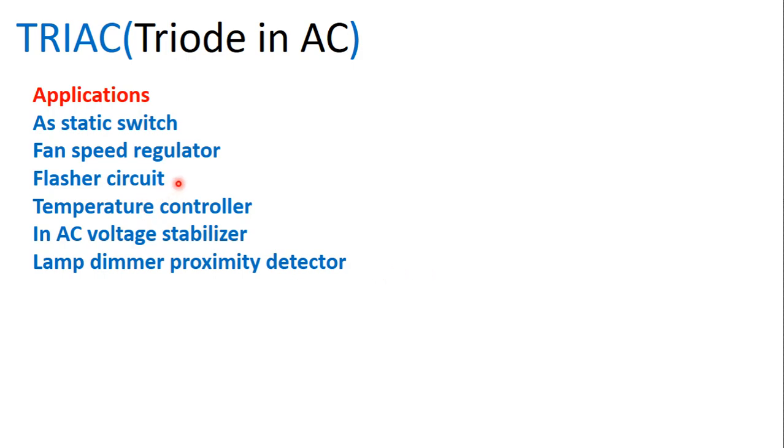Last one is the applications of the triac. It is used as a static switch, fan speed regulator, flasher circuit, temperature controller, in AC voltage stabilizer, and in lamp dimmer and proximity detector. So these are the applications of the triac.